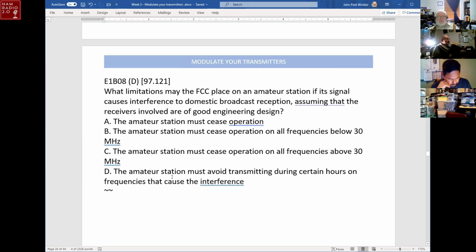Okay, E1B08. What limitations may the FCC place on an amateur station if its signal causes interference to domestic broadcast reception? And there's a caveat in here, assuming that the receivers being interfered with are of good engineering design. The answer is D, the FCC may declare what's been called quiet hours, when the station cannot transmit on frequencies that cause the interference.